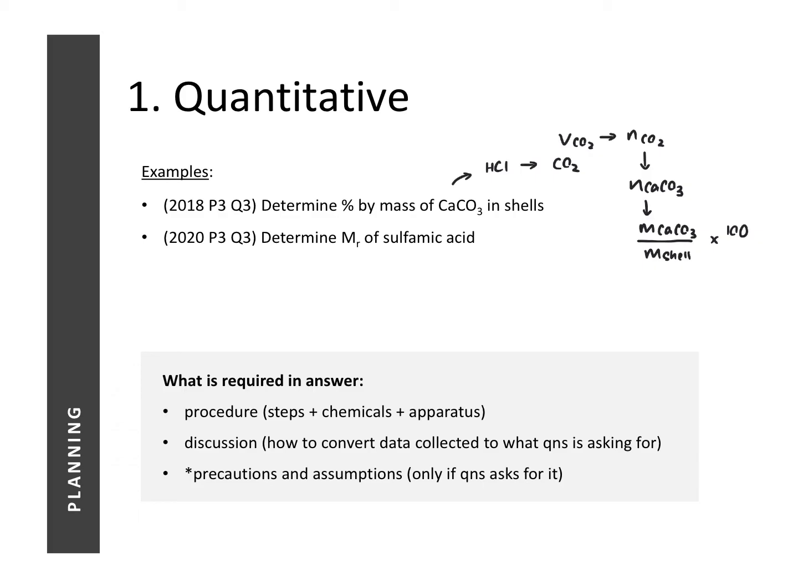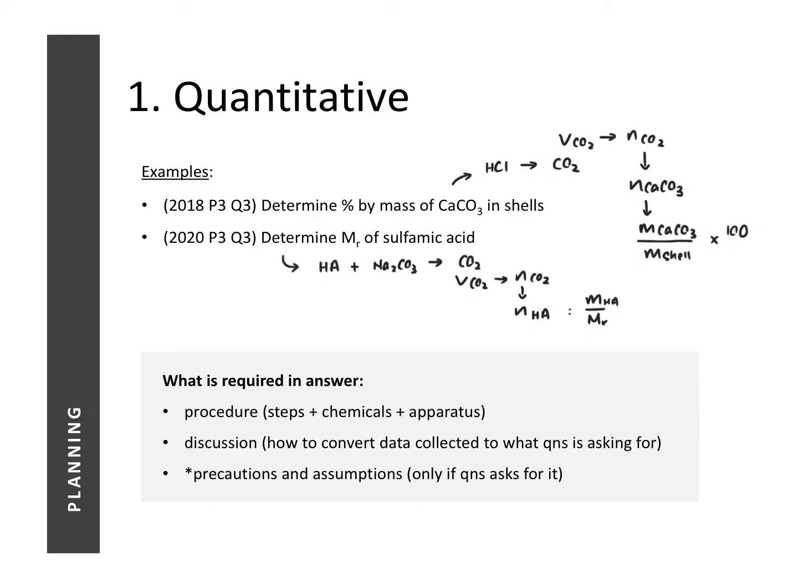For sulfamic acid, this one is less intuitive. However, in the question, they provided the approach, which is to react sulfamic acid, which I will abbreviate as HA, with excess of sodium carbonate. When an acid reacts with sodium carbonate, again, it produces carbon dioxide gas. And from the volume of carbon dioxide gas, we can find number of moles. And from number of moles, we can find the number of moles of sulfamic acid. And given the mass of sulfamic acid, we can actually find the molar mass, which is equivalent to the relative molecular mass. So you can see that the approaches are very, very similar.